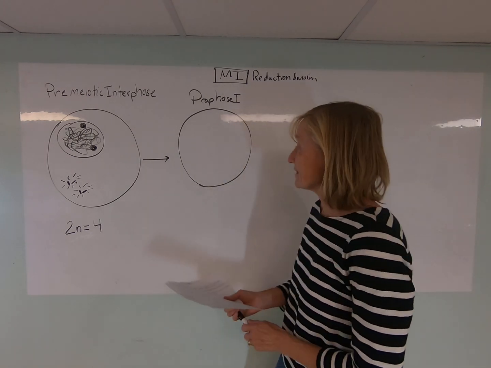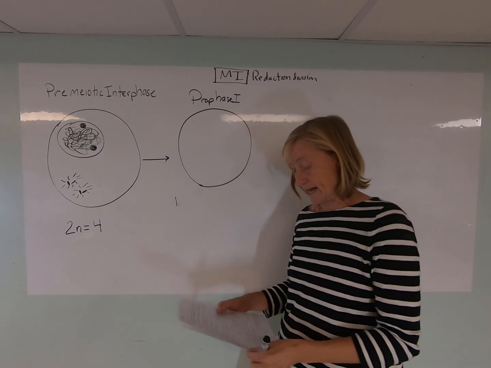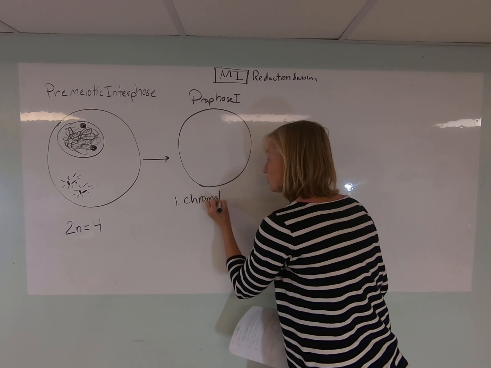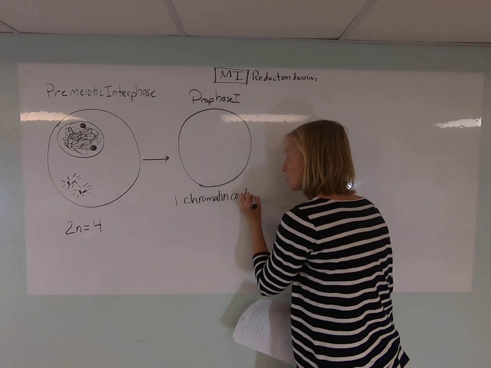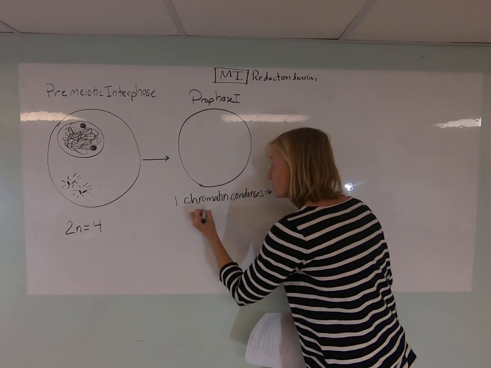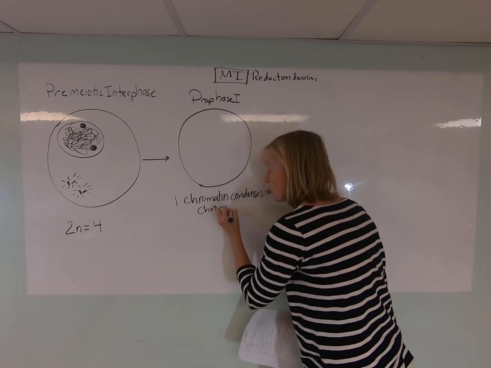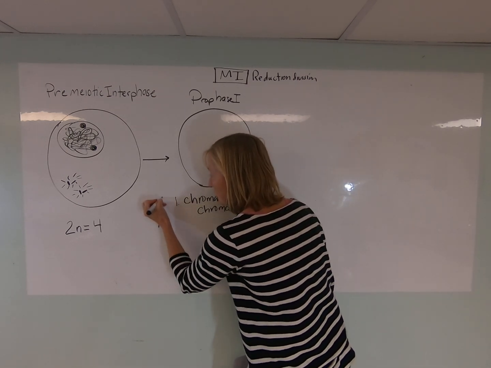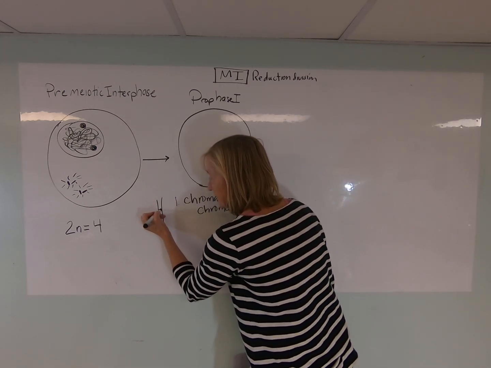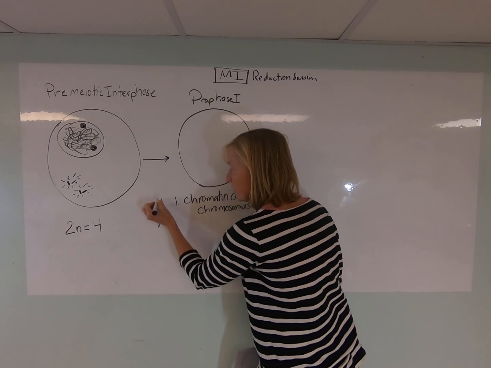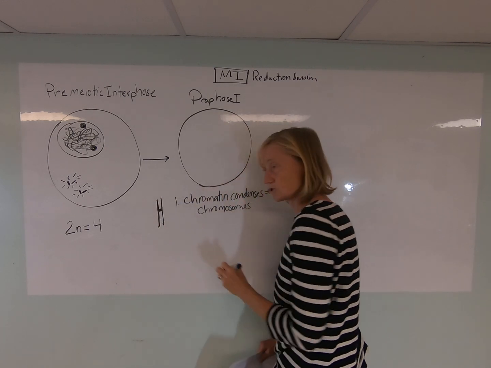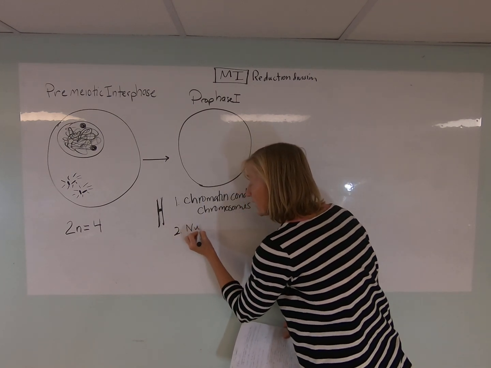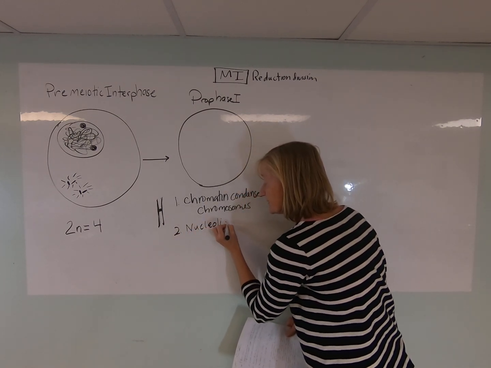All right, what are some of the things that happen? Let's write some things down. First of all, the chromatin condenses. The chromatin condenses to form chromosomes. So now we're going to be able to see our chromosomes. Each chromosome should be replicated, so every chromosome is going to look like this. Each chromosome is made up of 2 sister chromatids that are genetically identical, okay? Things like the nucleoli disappear.